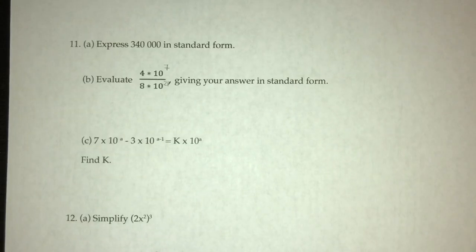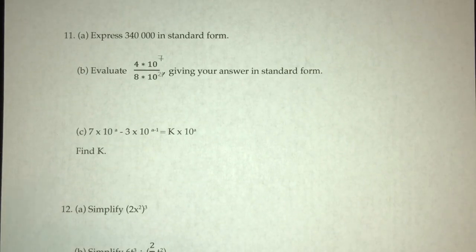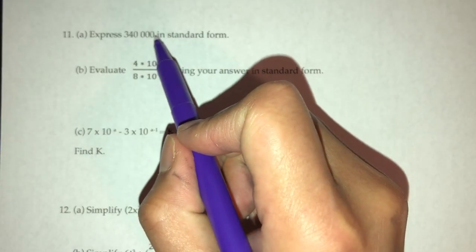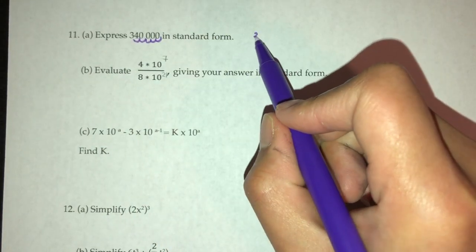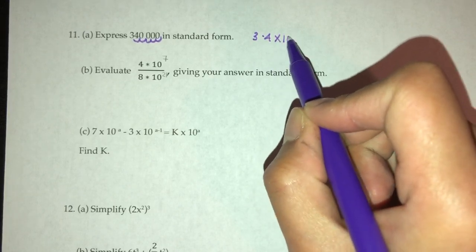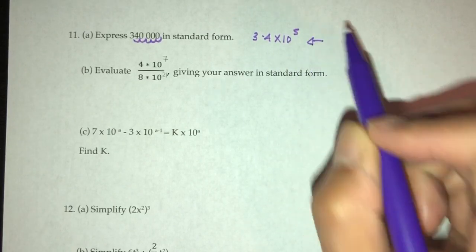Now question number 11, we have to express this in standard form. So let's see what we have here. So first we have to count. So we have 1, 2, 3, 4, 5. So 3.4 times 10 power 5 is your answer.